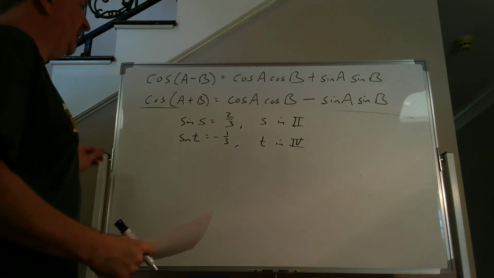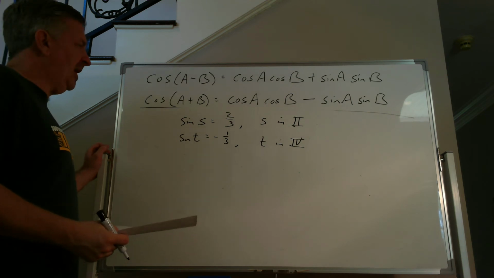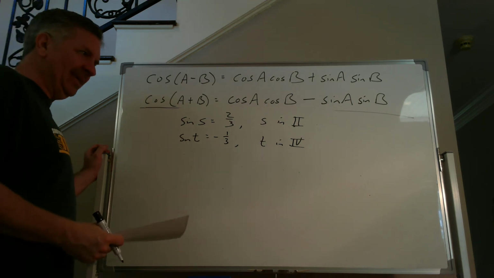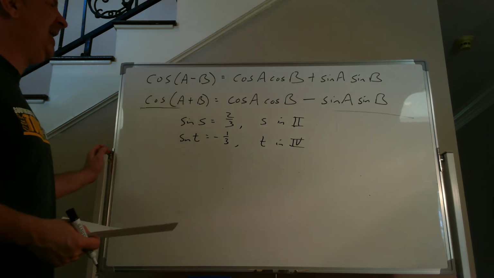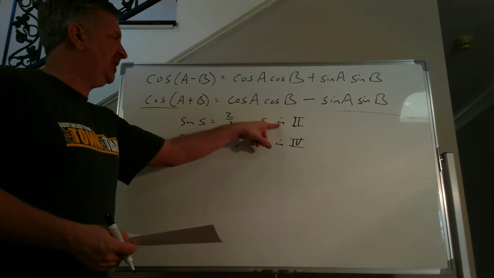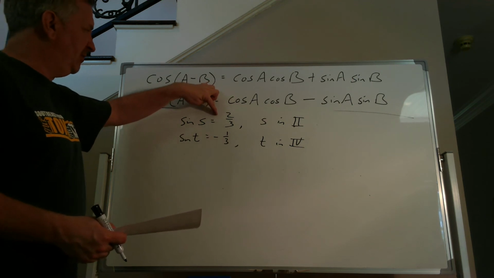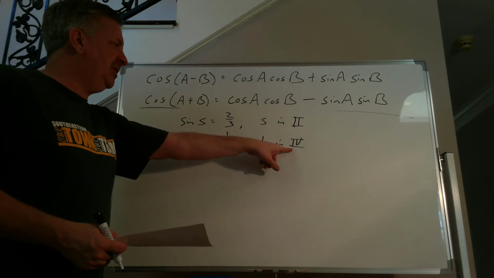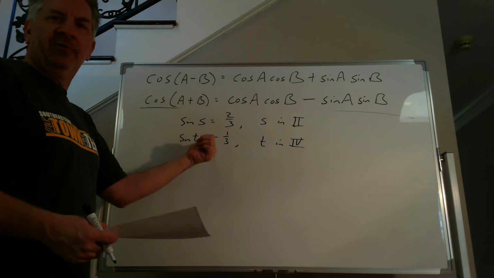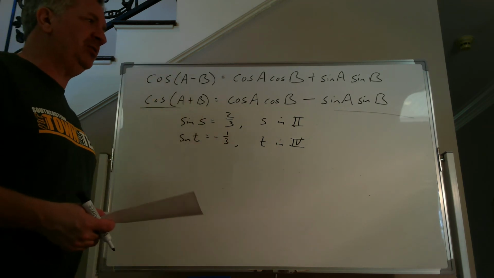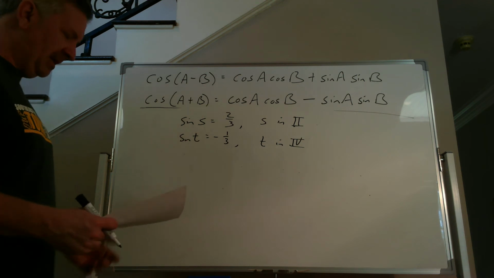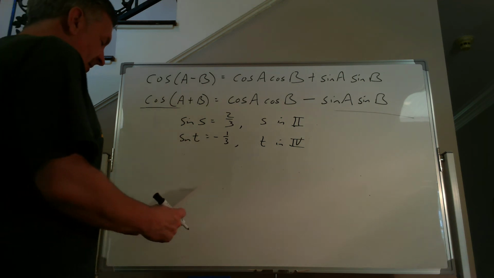So let me pause here. Do you actually know what angle S is? Or do you know what angle T is? No, you don't. But you know a lot about S and T. You know S is in the second quadrant. You know one of the trig function values for S. You know T is in the fourth quadrant. You know one of the trig function values for T. We're going to draw pictures of S and T. We can get a good picture of S and T.